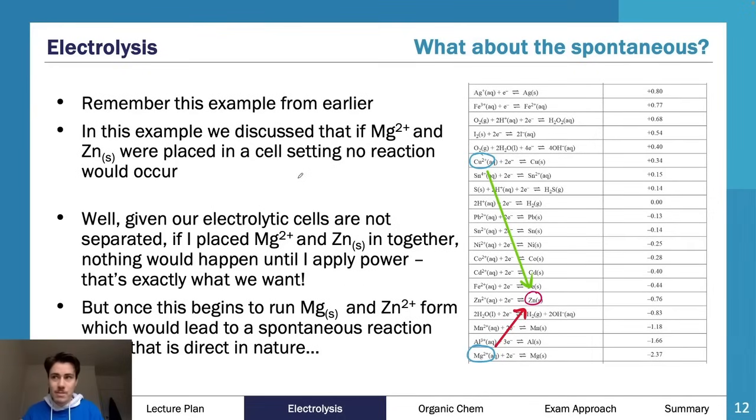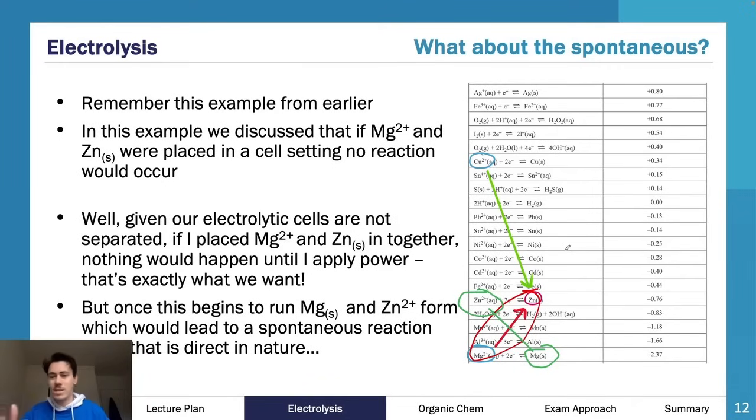But once we begin to run it, magnesium solid and zinc 2+ will form, which will lead to a direct back reaction. With electrolysis, you can have things in the same container, because there's not going to be a spontaneous reaction between these two things. But once I start to run it, what am I forming? If I use a different color, green, once I start running it, I form this and I form this. This looks spontaneous. So it's really important you have ways to separate things in electrolysis.